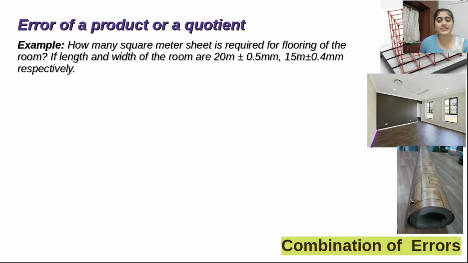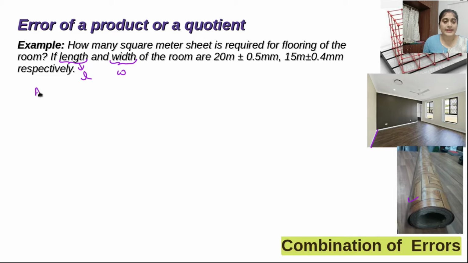Here we are applying the seat at the floor of the room. So for that we have to calculate the area of the floor. For that we have to multiply these two physical quantities: length, which I denote as L, and width, which we can denote as W.